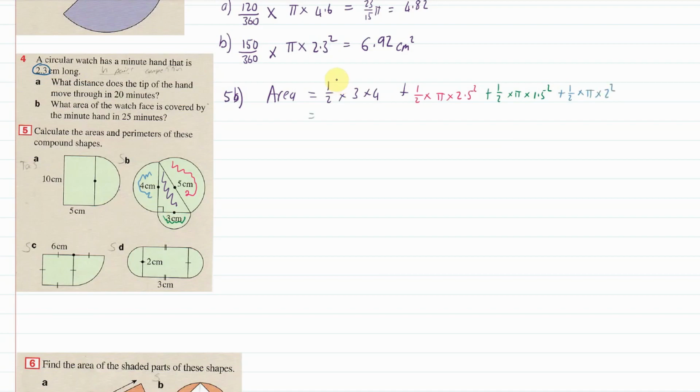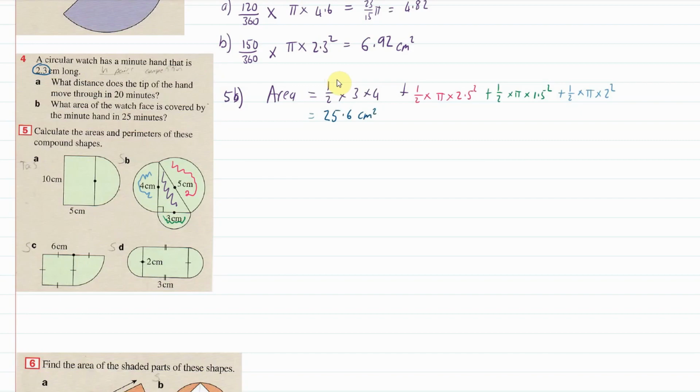Now what happens when we pop all of this into our calculator? What do we get? 6 plus 0.5 times 2.5 squared times pi plus 0.5 times pi times 1.5 squared plus 0.5 times pi times 4. Okay, in my quick calculation on my calculator, hopefully I didn't make any errors, I'm getting 25.6 centimeters squared.